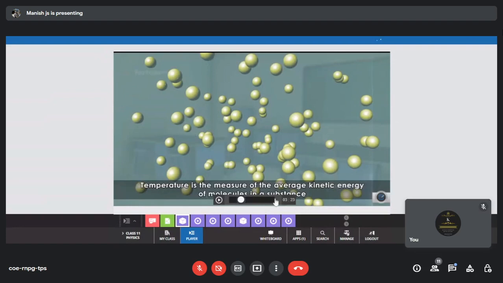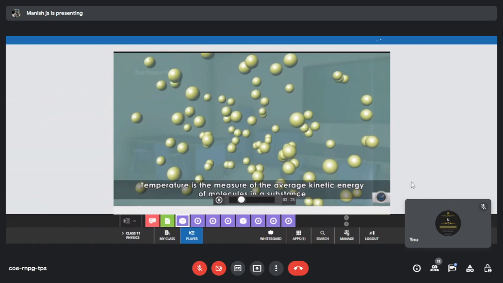So when you talk about temperature, it is a measurable quantity. It is the measurement of the average kinetic energy of molecules in the substance. When you heat a substance, all the molecules in that substance get heated up and start moving with kinetic energy. If you can find their average and measure it, we call that temperature. So this is a broad idea about temperature. Okay? So we'll move ahead.